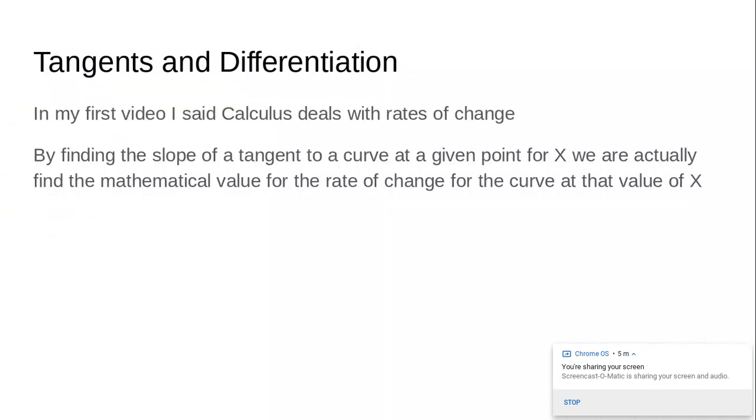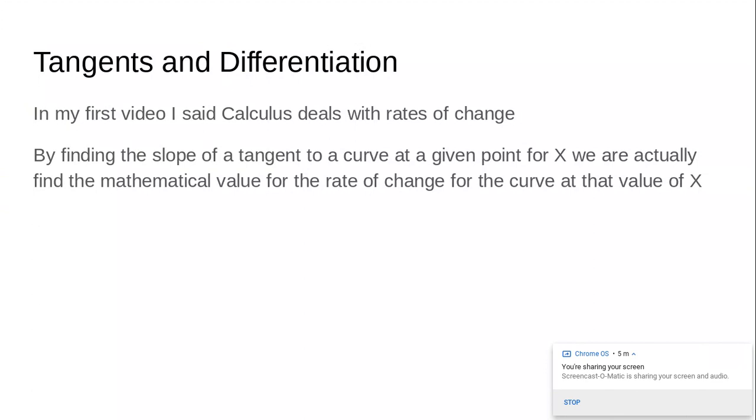Okay? So, in my first video, I said calculus deals with rates of change. By finding the slope of a tangent to a curve at a given point of x, we are actually finding the mathematical value for the rate of change of the curve at that value of x. In other words, that's what slopes are, folks, okay? A slope is the mathematical representation of a rate of change. Because the slopes of a curve are constantly changing, you can't get an overall expression for the rate of change of a curve, but you can get an expression for the rate of change of the curve at a specific point or value of x.